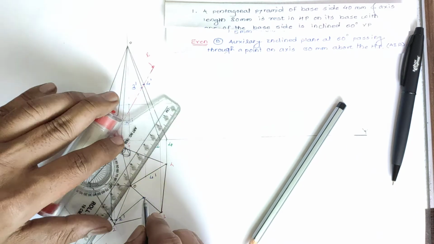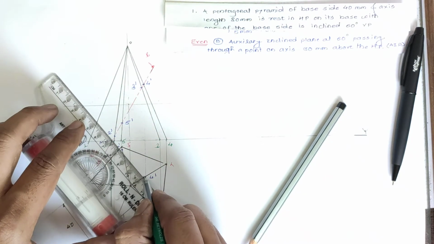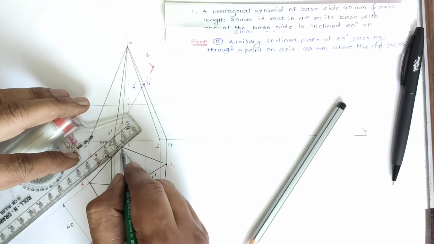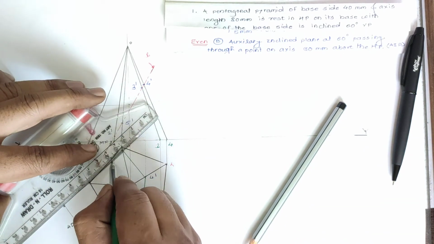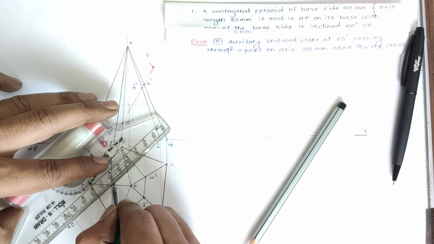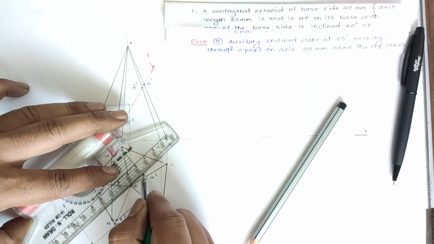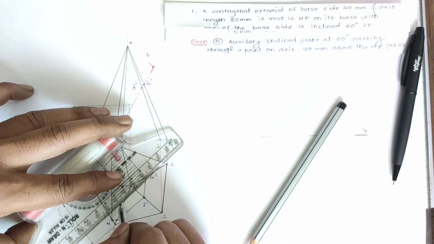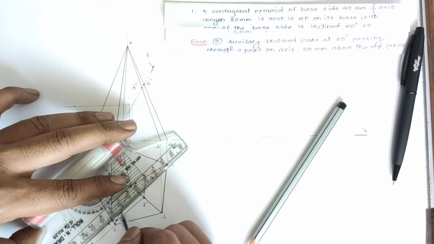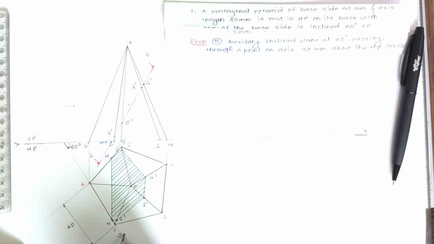When we connect all these points, we get the sectional top view, or AIP. We get the sectional top view after hatching. This is the sectional top view. Then the true shape of section.